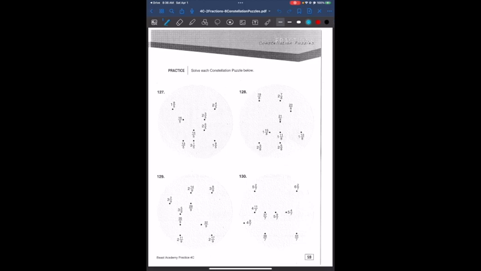Constellation puzzles basically use fractions, including improper fractions where the numerator is bigger than the denominator, as well as mixed numbers. For constellation puzzles, we're going to have equivalent expressions, and we're going to match the equivalent expressions together and create a constellation.